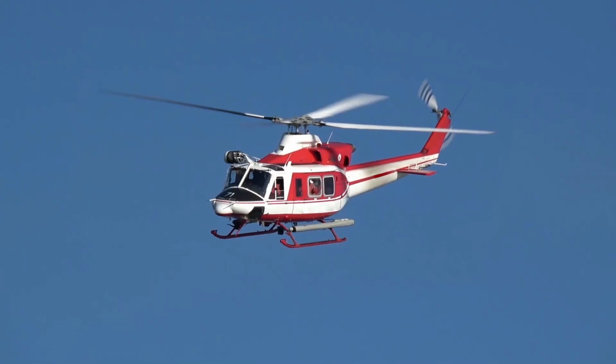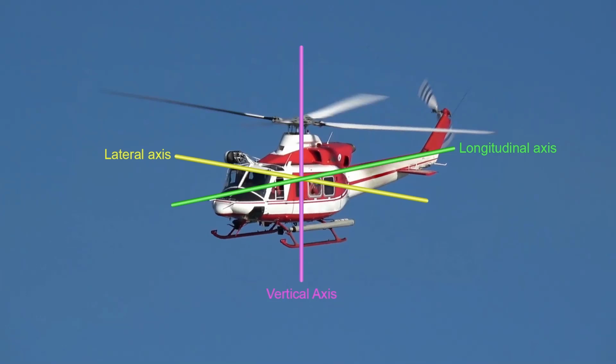Helicopters, like airplanes, have a vertical, lateral, and longitudinal axis that passes through the helicopter's center of gravity. Helicopters yaw around the vertical axis, pitch around the lateral axis, and rotate around the longitudinal axis. All three axes will intersect at the helicopter's center of gravity, and the helicopter pivots around this point.